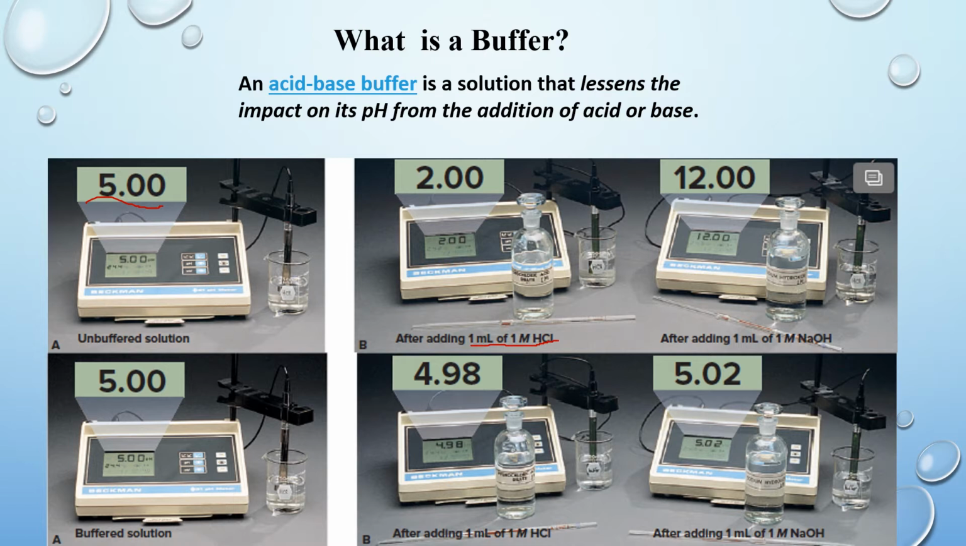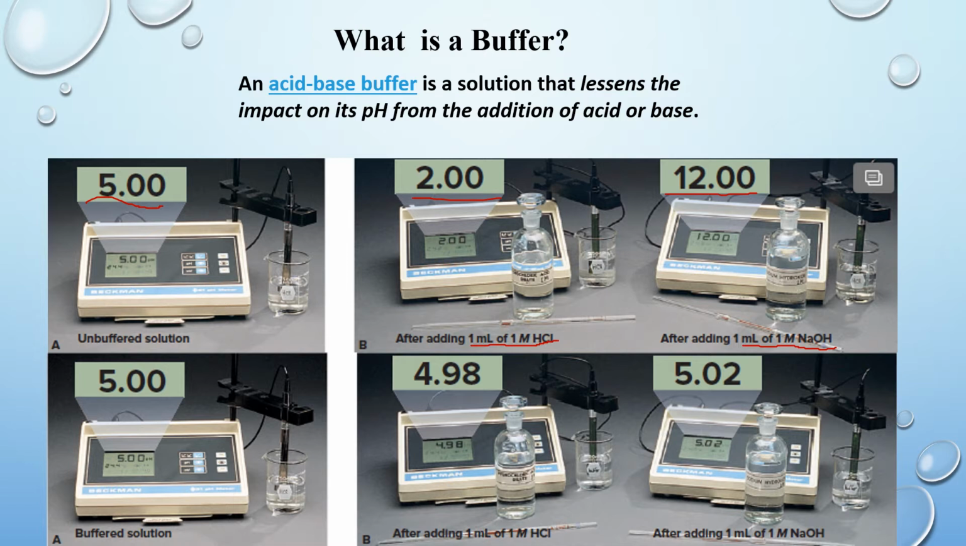And if you add 1 milliliter of 1 molar sodium hydroxide, the pH increases to 12. That means you have a pOH equal to 2, which is 14 minus 12, so you have 0.01 molar hydroxide. You can see that by adding just 1 milliliter of this strong acid or strong base, the pH changed significantly.